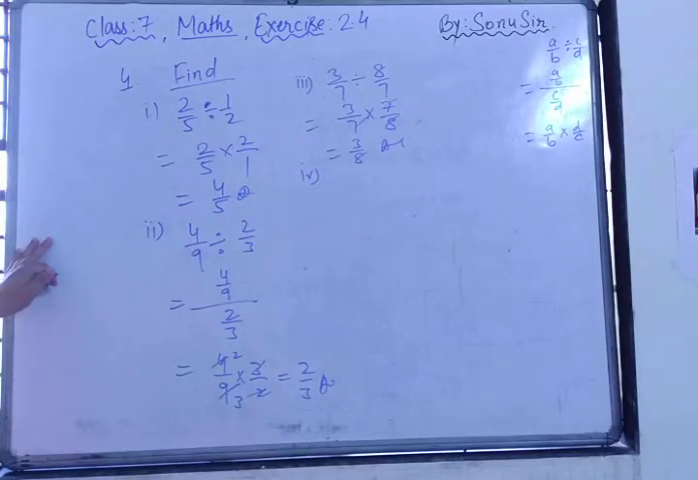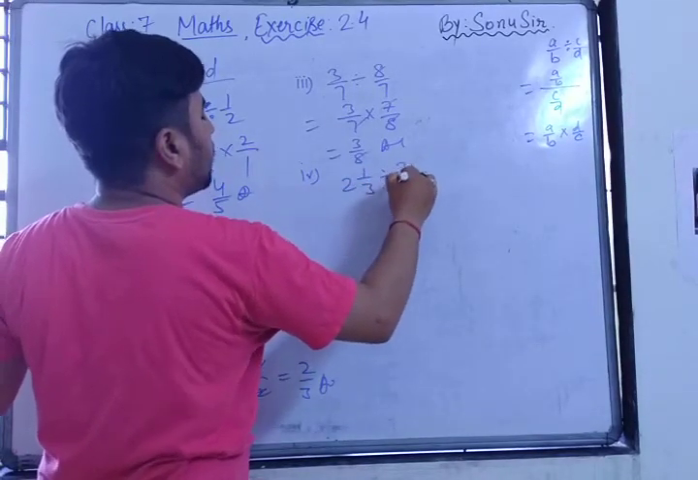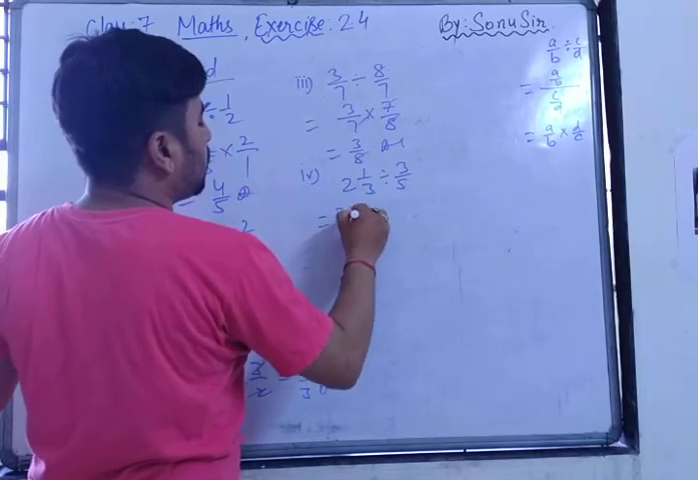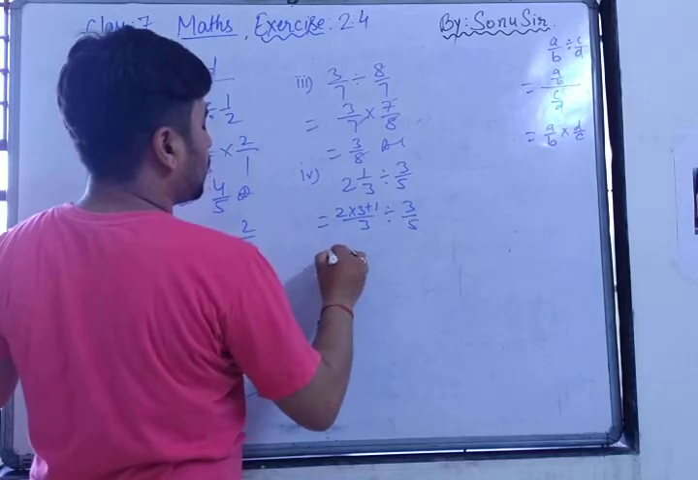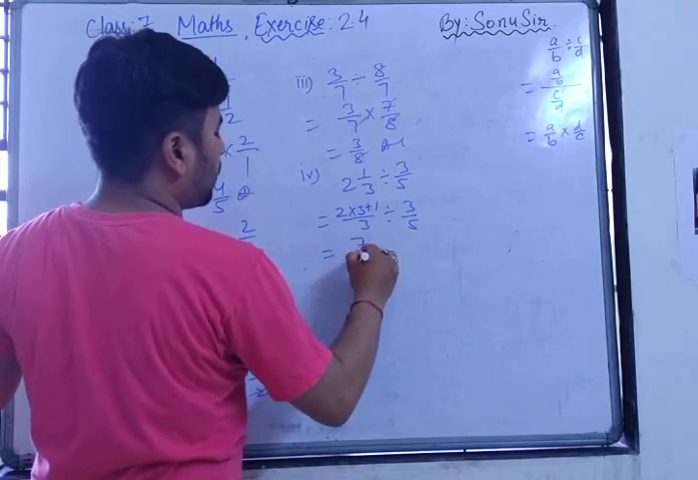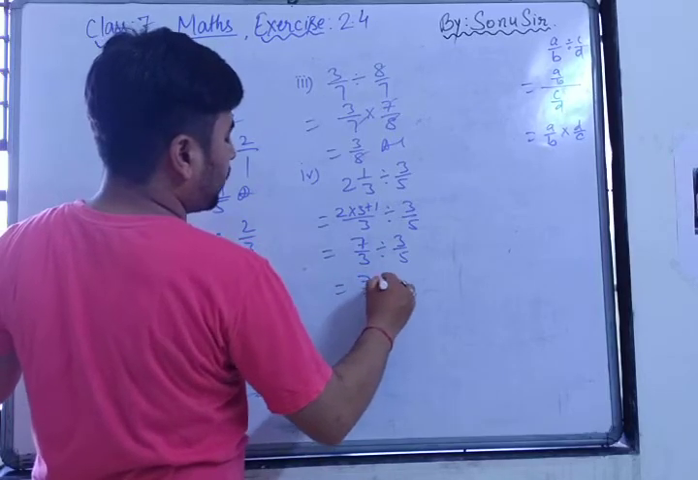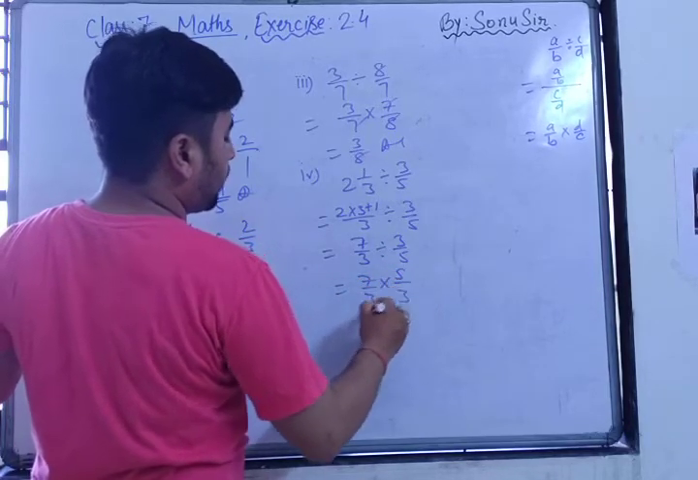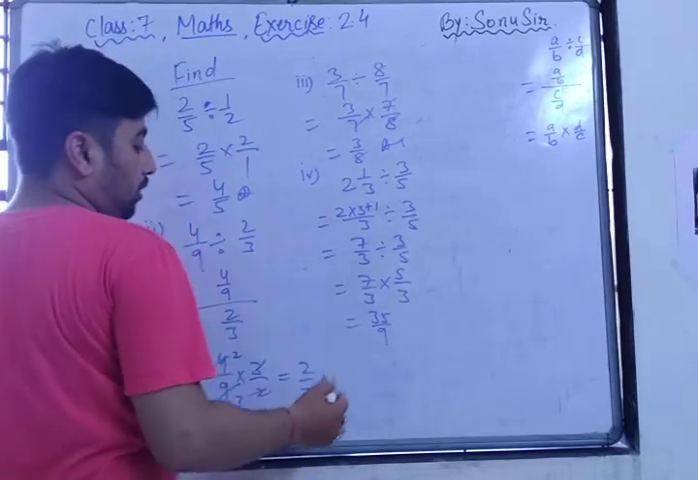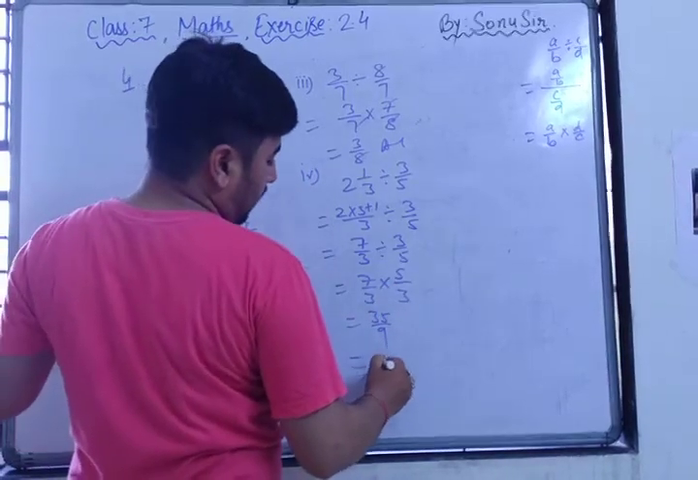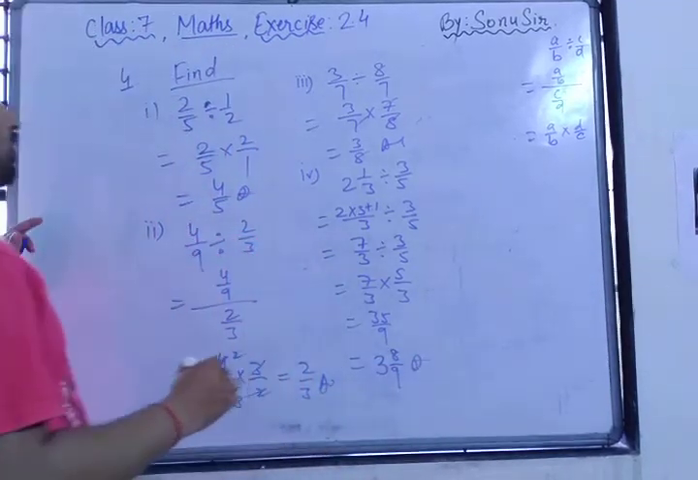Question number 4. 2 into 1 by 3 divided by 3 by 5. So what you will do? 2 into 3 plus 1 by 3 divided by 3 by 5. So 3 2s are 6 plus 1, 7 upon 3 divided by 3 by 5. So what you will write? 7 by 3 into 5 by 3. 7 5s are 35, 3 3s are 9. So if you want to change into the mixed fraction, 9 3s are 27 plus 8, 35. This is the answer. Got it?